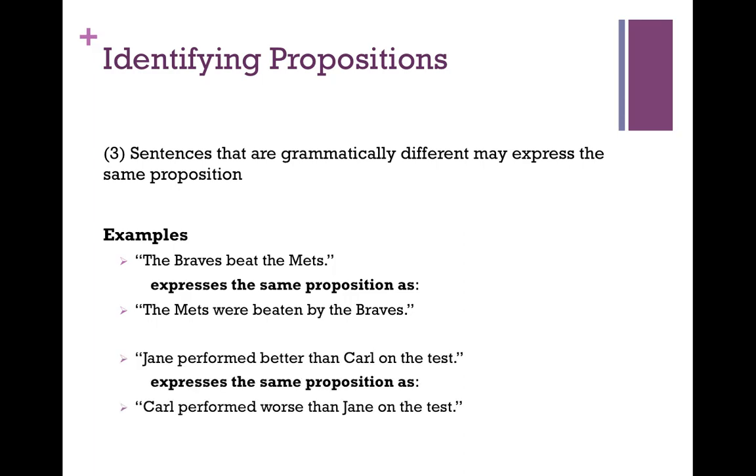Here's another example. Jane performed better than Carl on the test. Carl performed worse than Jane on the test. Now you hear this, and at first you might be a little unclear about what's being said. I guess with the second sentence, Carl performed worse than Jane, well, that means that Jane performed better than Carl. These express the exact same proposition, even though grammatically, and even when it comes to word choice, the words are different, but they're still saying the same thing.